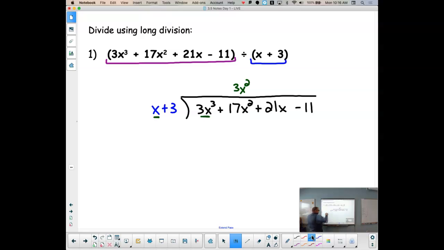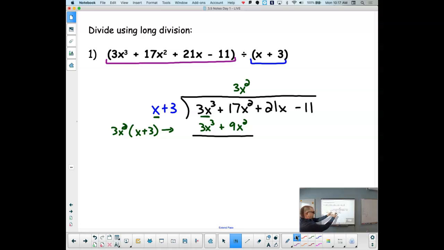So now, just like before, I'm going to take 3x squared, and I'm going to multiply it by x plus 3. And I'm going to write that right there. So that's going to become 3x cubed plus 9x squared. And then I've got to subtract that. But tap the brakes, because in order to subtract that whole polynomial, I'm going to subtract both parts. I've got to change the signs on both of those terms.